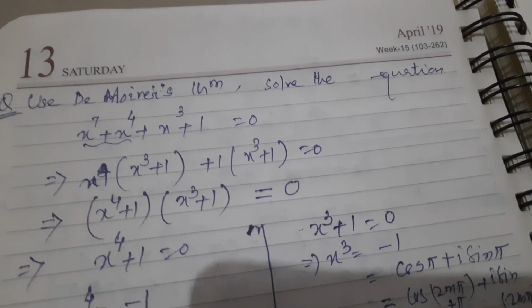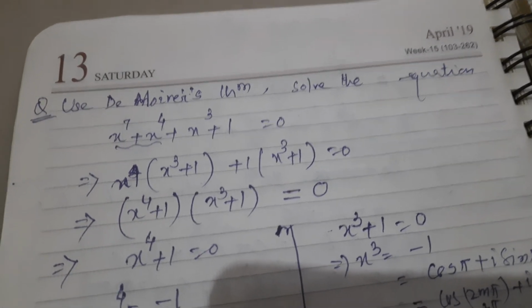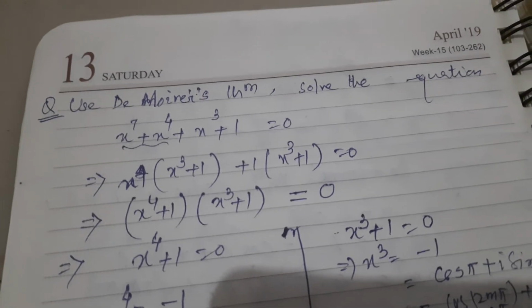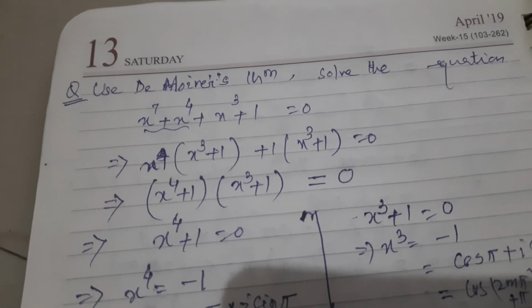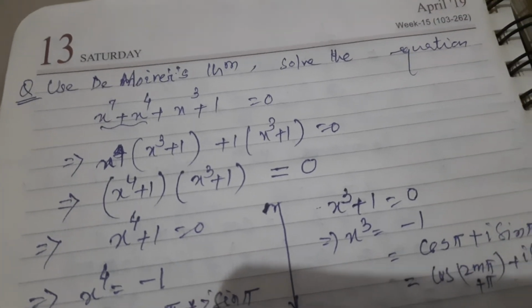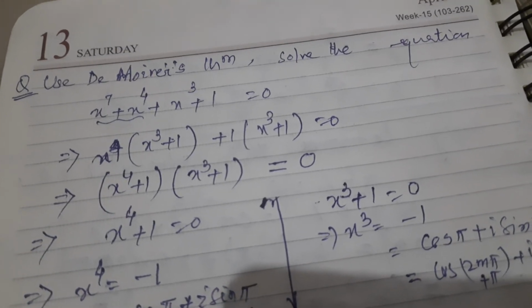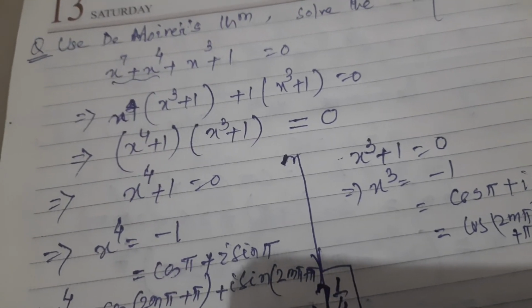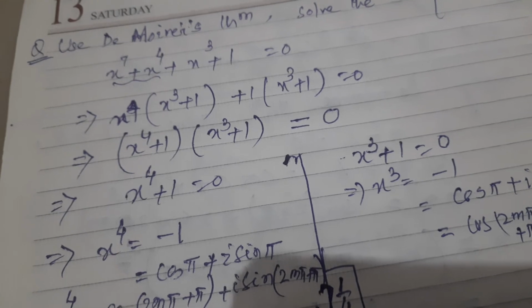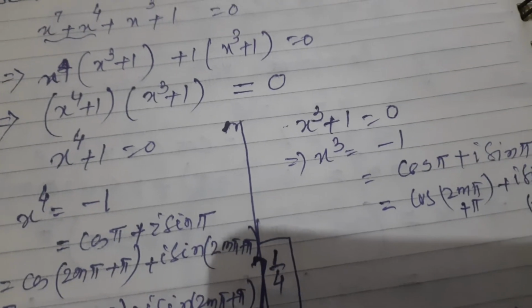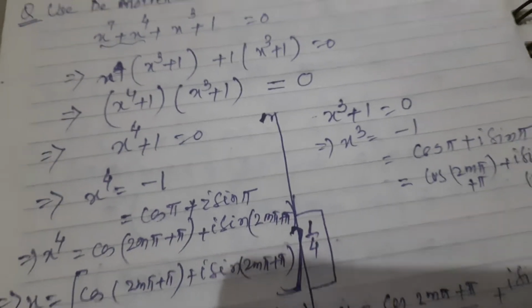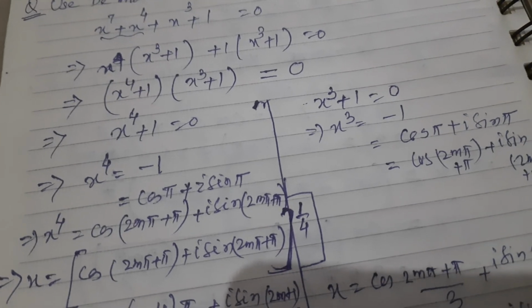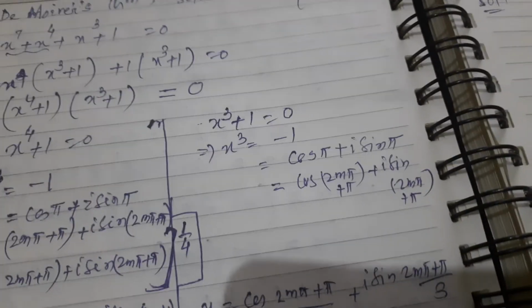Use De Moivre's theorem to solve the equation x⁷ + x⁴ + x³ + 1 = 0. From x⁷ + x⁴ we can take x⁴ common, we get x³ + 1. Then we can take (x³ + 1) common in the bracket. So we have (x⁴ + 1)(x³ + 1) = 0. So this can be written in two parts, x⁴ + 1 = 0 or x³ + 1 = 0. So when x⁴ + 1 = 0, x⁴ = -1 and here x³ = -1.